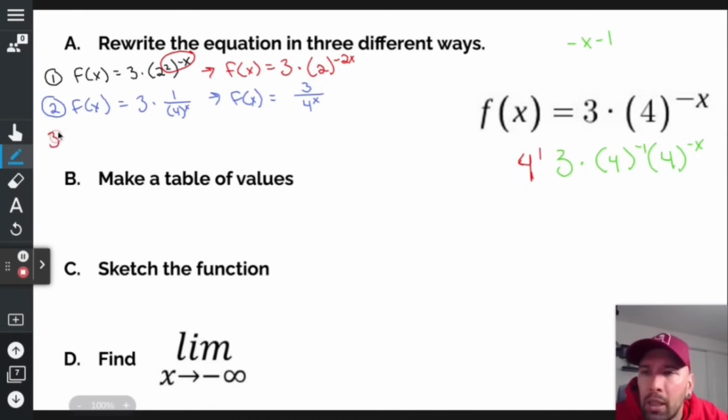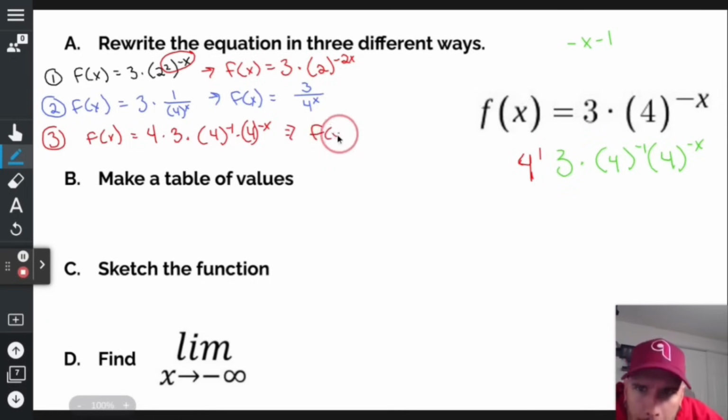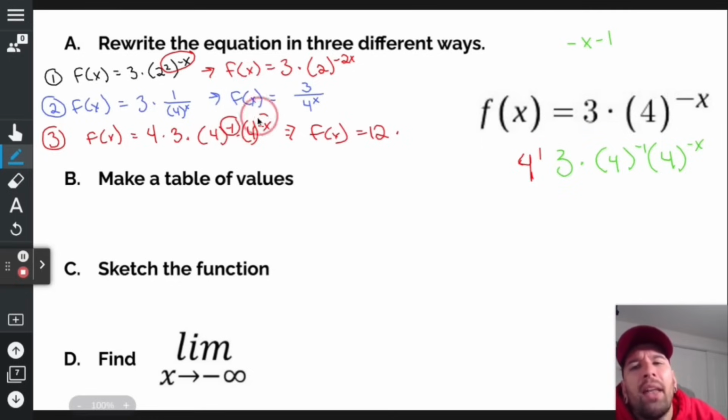So now this gives me the equation f of x equals 4 to the regular 1, or just 4, times 3 times 4 to the negative 1 times 4 to the negative x. 4 times 3 is 12. 4 to the negative 1 times 4 to the negative x means I add these exponents and I get 4 to the negative x minus 1.